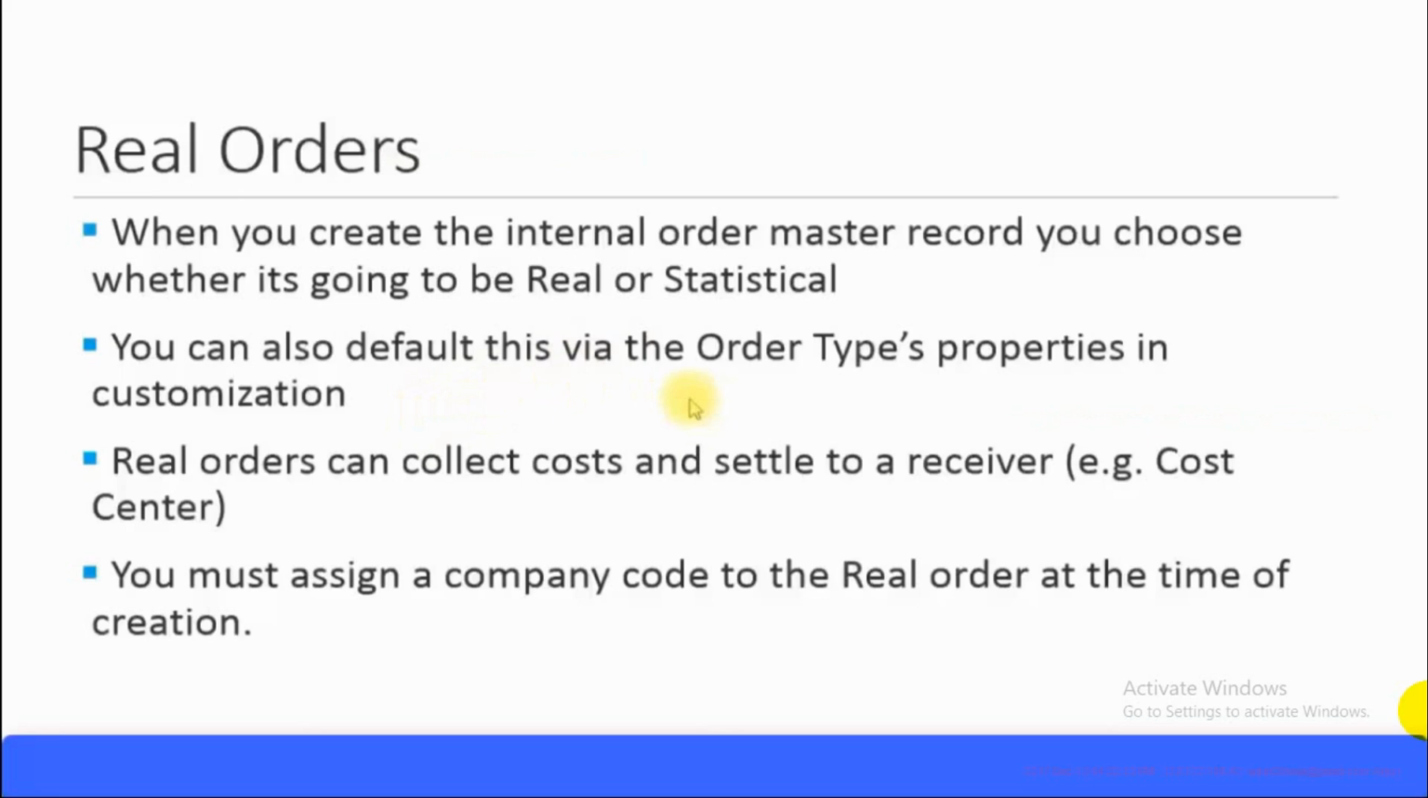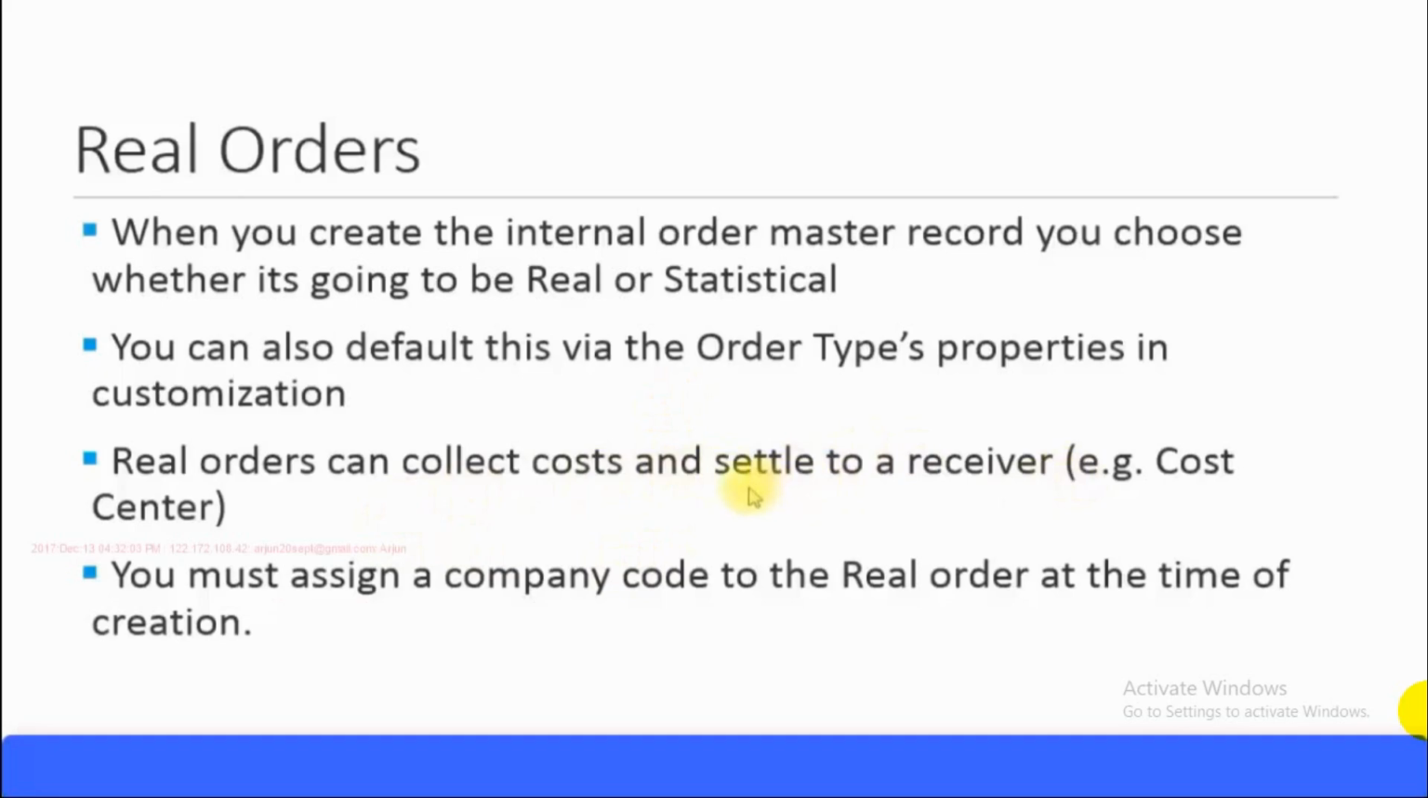Now real orders only can actually collect the costs, that's your expenses, and they can also settle to a receiver. In this example and throughout our presentation, we will be looking at examples of real orders collecting costs and settling to a cost center.